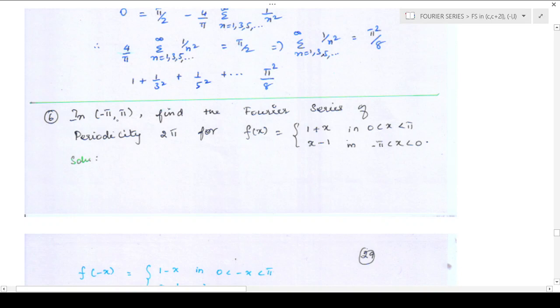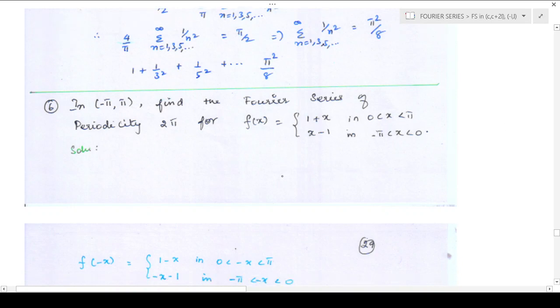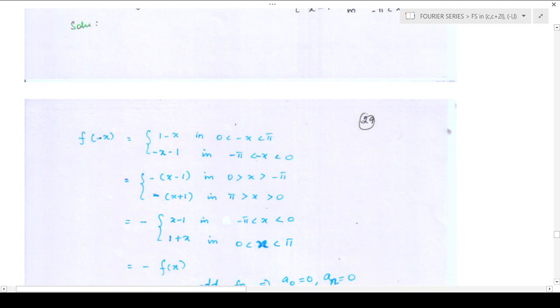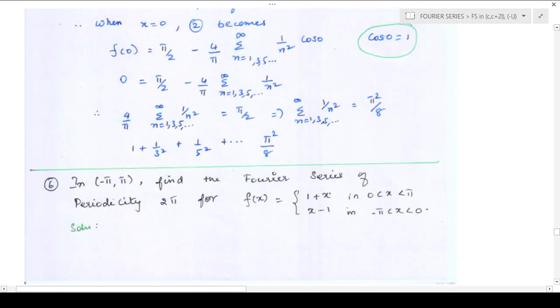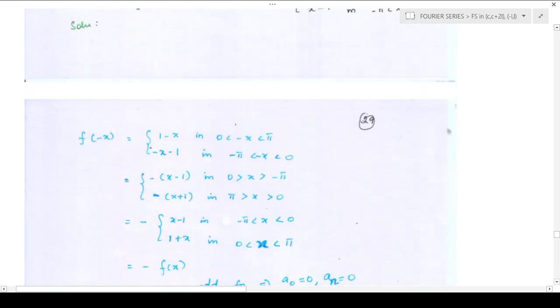Now ma, in minus pi comma plus pi, find the Fourier series of periodicity 2 pi for f of x to be like this. Again minus pi to plus pi. What you have to go for? You have to check whether it is odd or even. F of minus x you take. Wherever it is x, put minus x, minus x, minus x, minus x. So it is coming like this.